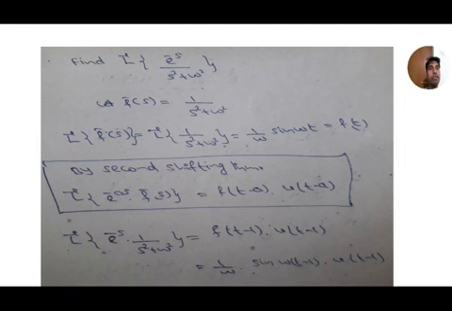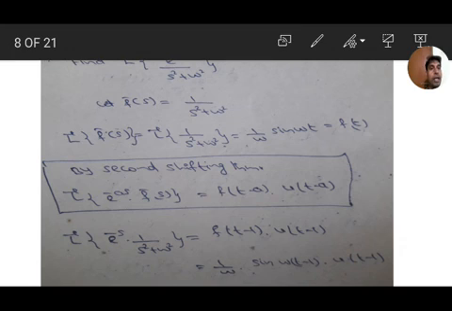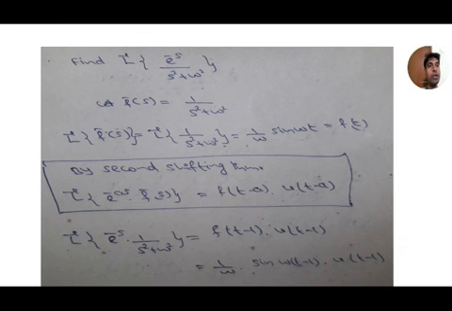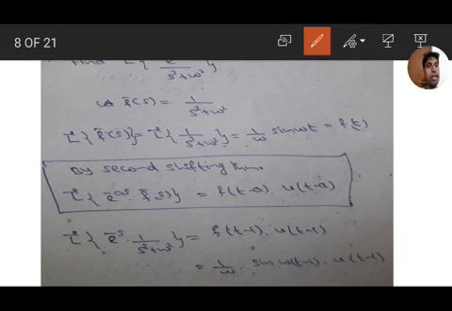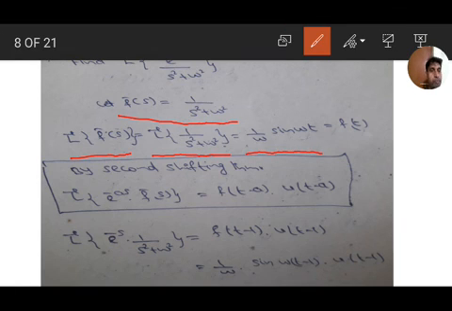Find L inverse of e to the power of minus s by s square plus omega square. So e to the power of minus s by s square plus omega square. So here e to the power of minus s into 1 by s square plus omega square, and a equal to here 1. So let f bar s equal to 1 by s square plus omega square. Its inverse Laplace transform, L inverse of f bar s equal to L inverse of 1 by s square plus omega square, that is 1 by omega into sin omega t.